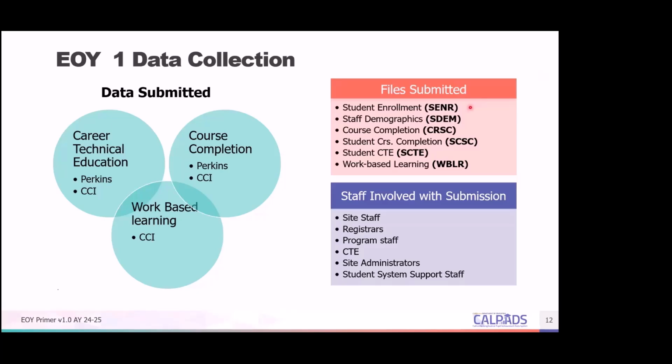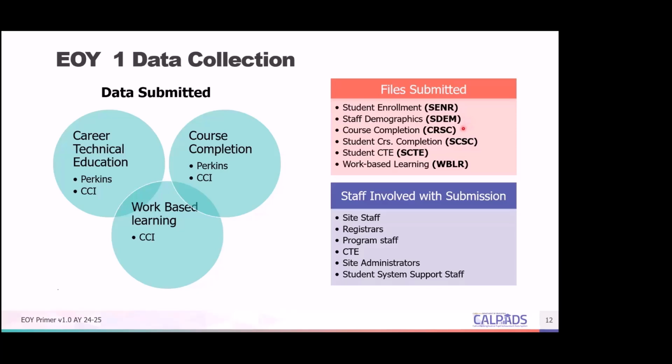First, the student enrollment, or SENR, file. This is used to establish student ownership at an LEA, but in terms of end of year one, the student enrollment file is needed to correspond with the student course section completion, student career technical education, and work-based learning records. Next, we have the staff demographics, or SDEM, record that's submitted in end of year one. And this is used to ensure that SEIDs, or seeds, that are associated to course section completion records have the relevant staff data in CALPADS.